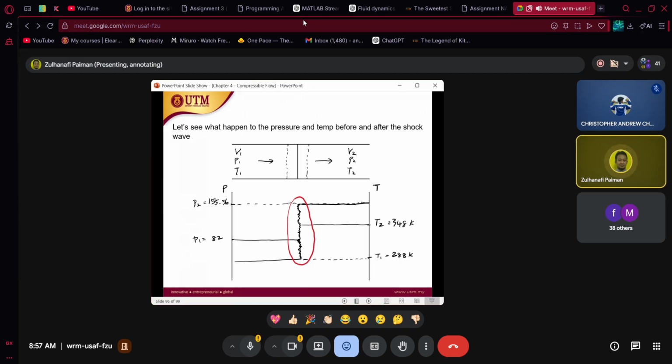You should be able to draw this kind of diagram, a TS diagram, showing the pressure increase and the temperature increase. There is also one more parameter that is missing, which is the entropy. Entropy will also experience a drastic increase.